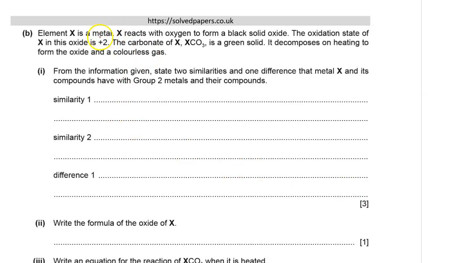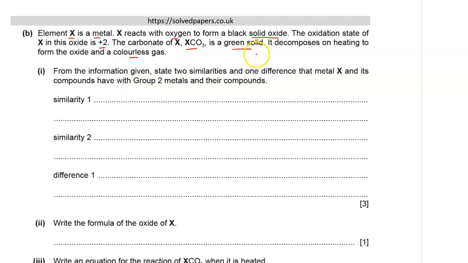Element X is a metal. X reacts with oxygen to form a black solid oxide. The oxidation state of X in this oxide is +2. The carbonate of X is a green solid. It decomposes on heating to form an oxide and a colorless gas. Okay, that is a whole lot of information there.